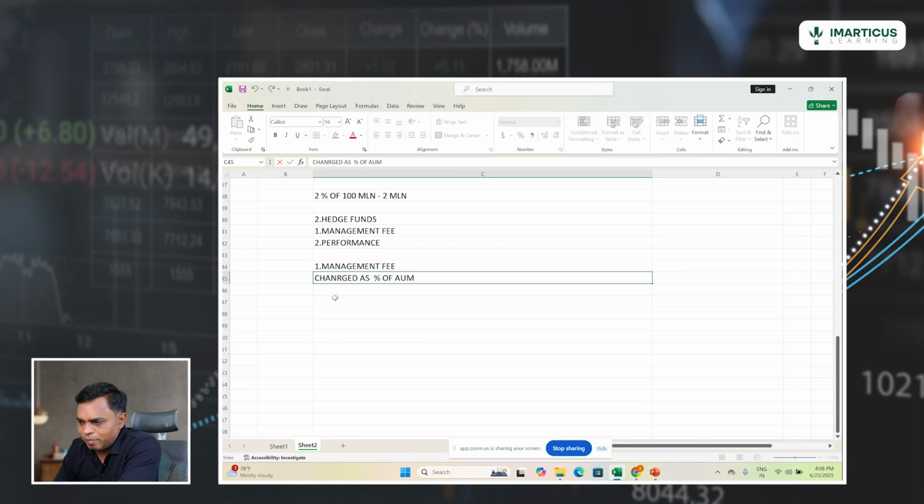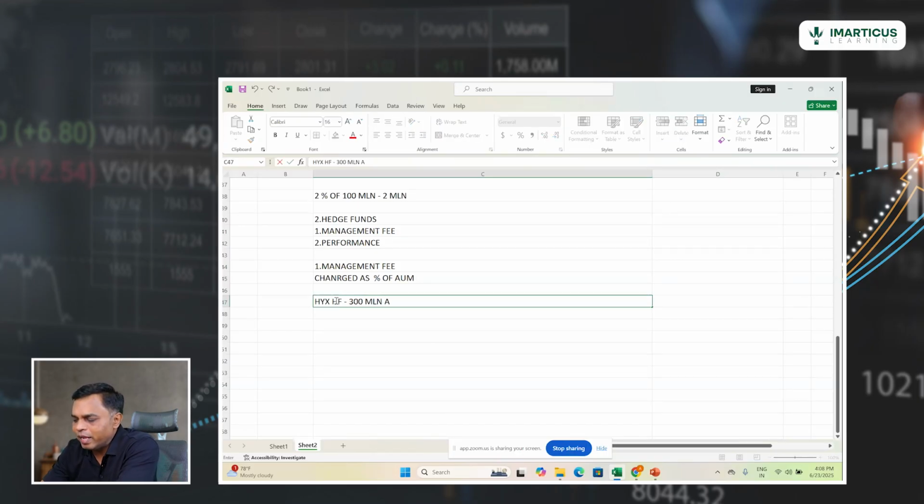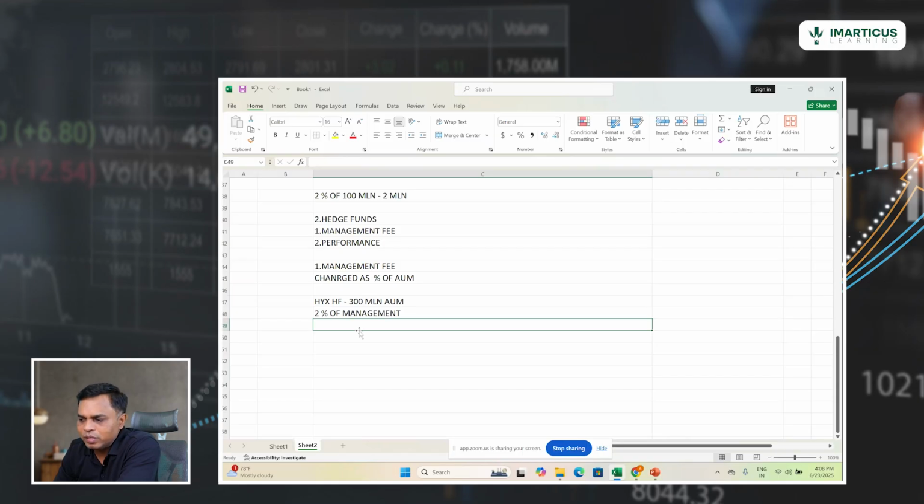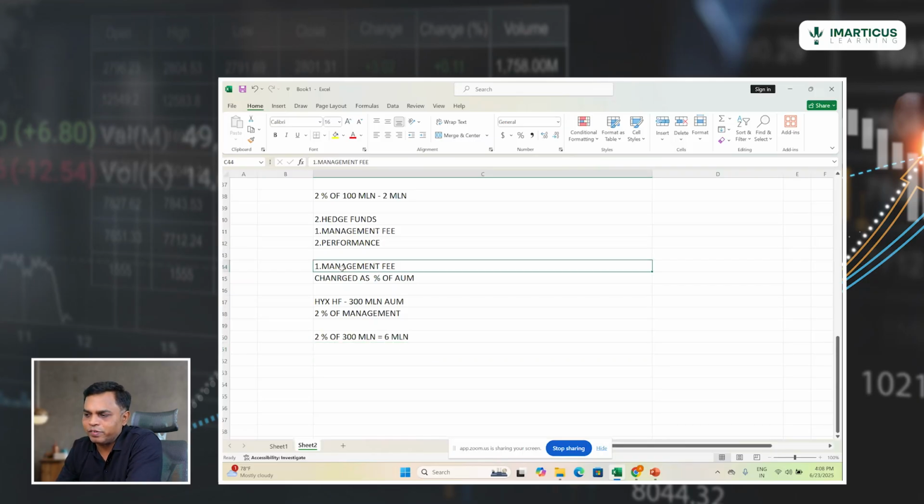Now, continuing with the example, let's say we have XYZ hedge fund. This hedge fund has about 300 million AUM, that is assets under management. Assume that the hedge fund charges 2% of management fees. Now, this 2% is applied to 300 million. 2% of 300 million is equal to 6 million. So a hedge fund will charge 6 million as management fees, that is one fee.